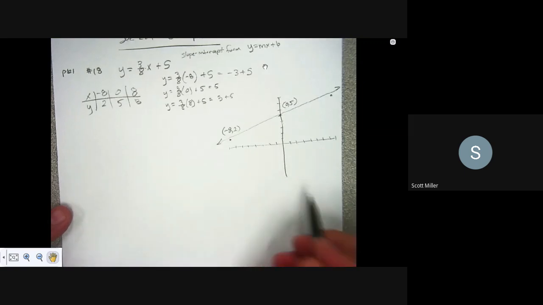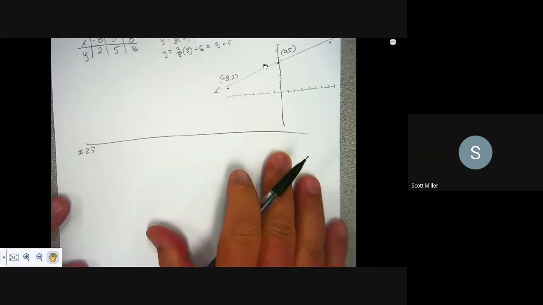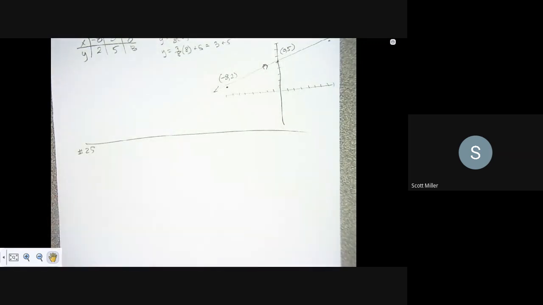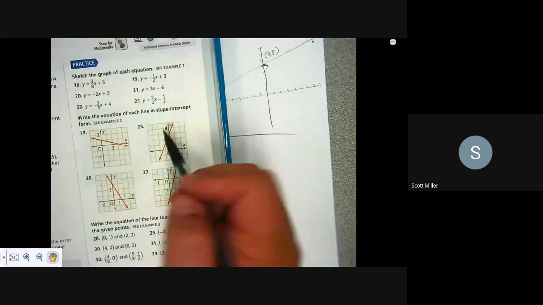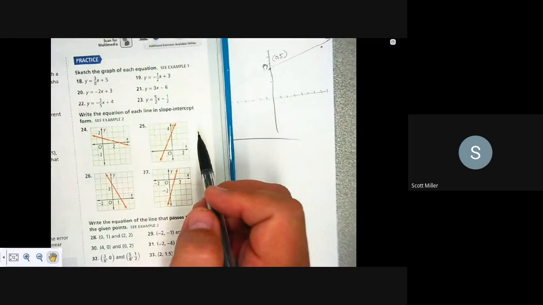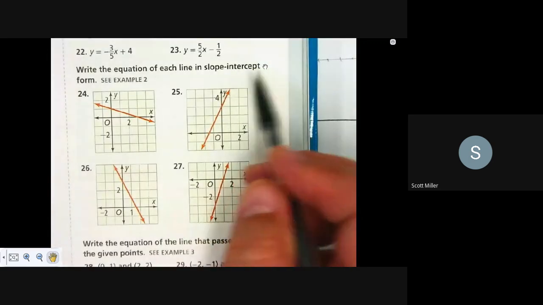Next problem you guys wanted to see was number 25 on the same page. On 25 on the same page, they gave you a picture. I'll just show you the picture. Here's our picture right here. I'll zoom in so we can see it closer. And they want us to write an equation in slope-intercept form.